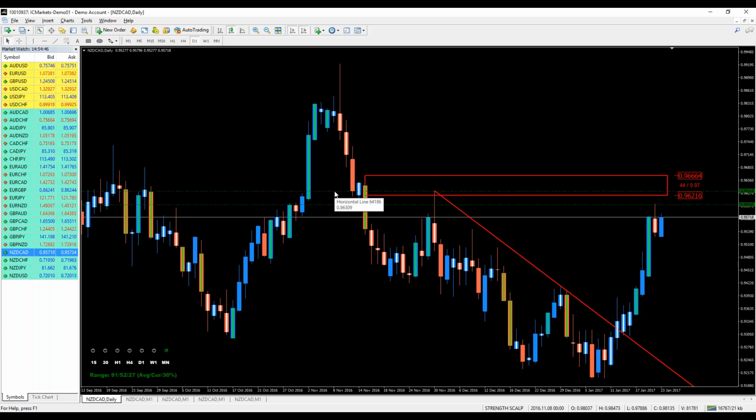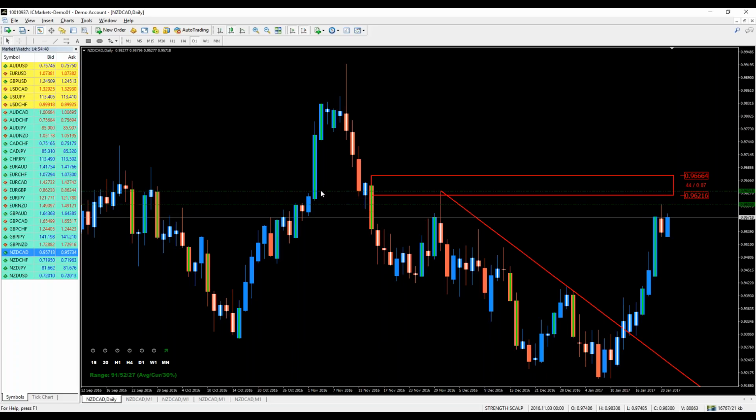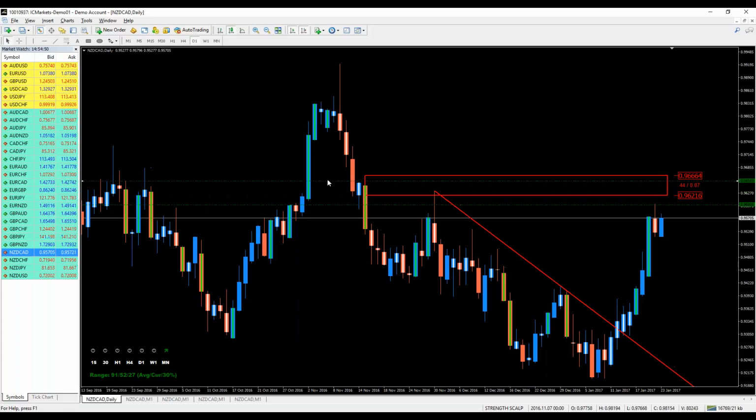So we have the top of the box, we have the bottom of the box, and for entries, you would sell at the bottom here, and your stop would be a couple of pips above the high of the box. And so this is the pocket of liquidity that we are expecting price to have a difficult time moving through.